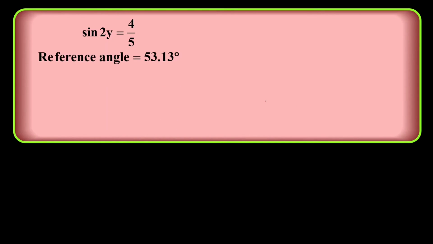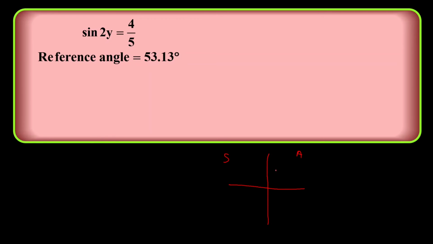Now the reference angle: I will press the calculator and I get 53.13 degrees, because I want them in the form of degrees. Then I need to check the quadrants, because I want sine to be positive. So I go over here, first quadrant, second quadrant. I don't want the third and fourth quadrants, so I do not need to do anything about those because I want sine positive.